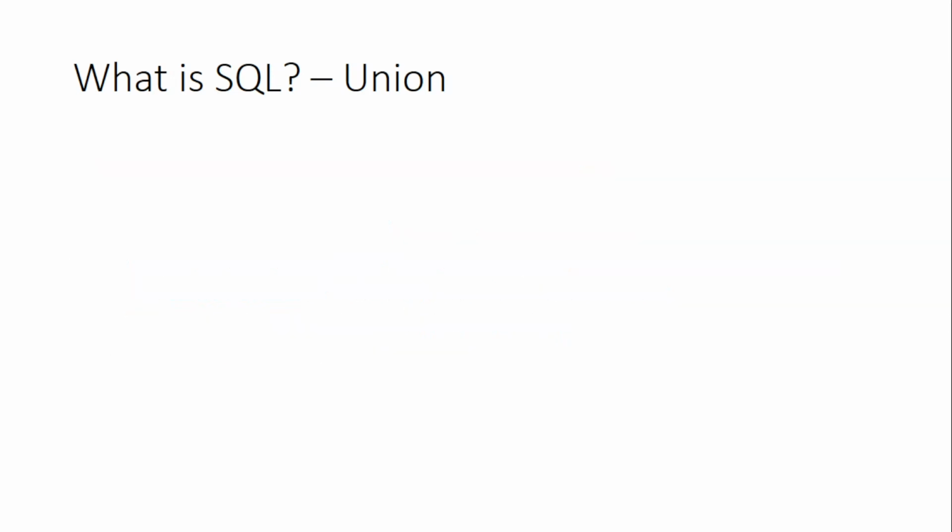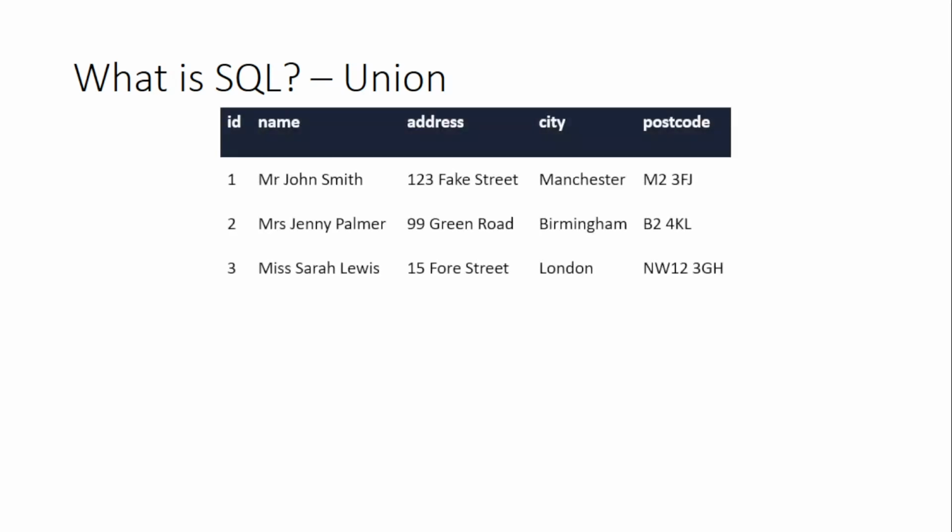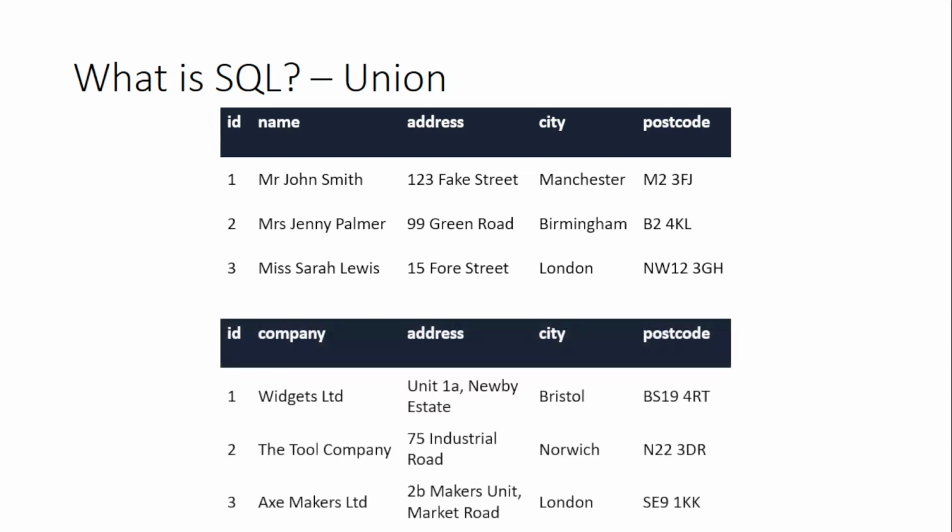For example, let's say a company wants to create a list of addresses for all customers and suppliers to post a new catalog, and they already have one table called customers with the following contents: ID, name, address, city, and postcode, and another called suppliers with these contents: still ID, company, address, city, postcode.